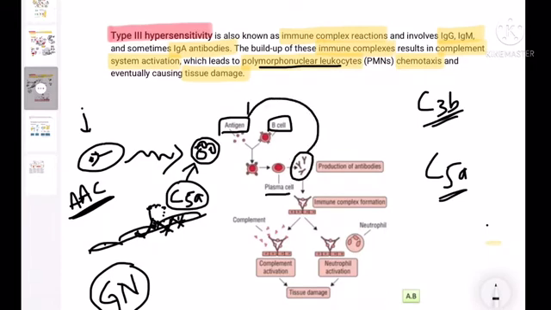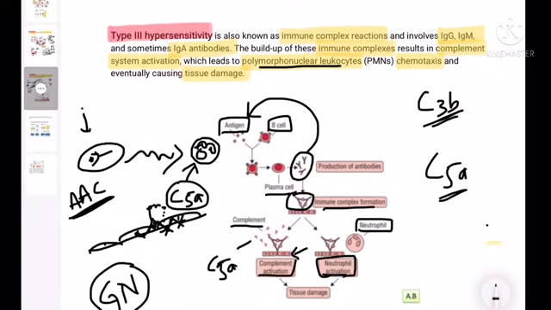These antibodies will then attack the antigen, and there is a formation of immune complex. This immune complex will be deposited at the basement membrane or the endothelial cell, and there will be activation of the complement system. Some complement components, like C5a, cause chemotaxis of the neutrophils. There will be neutrophil activation, and the neutrophils along with the complement system both cause tissue damage.